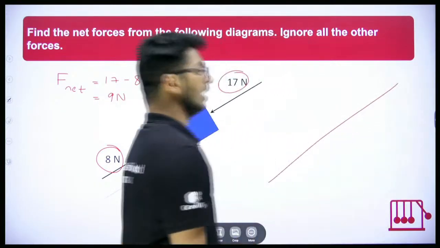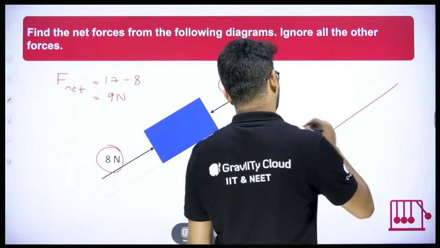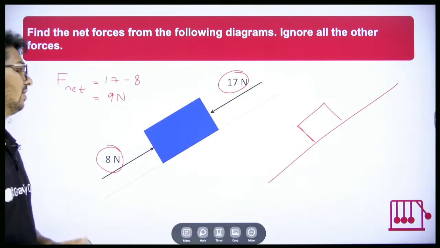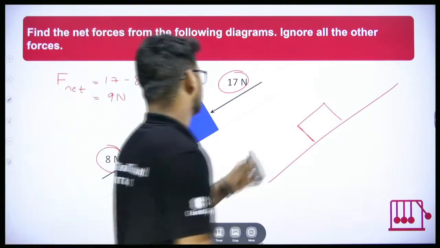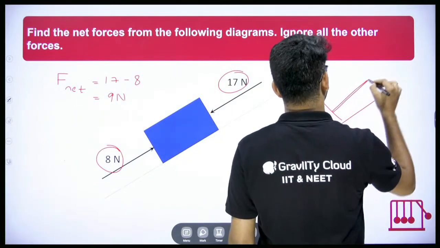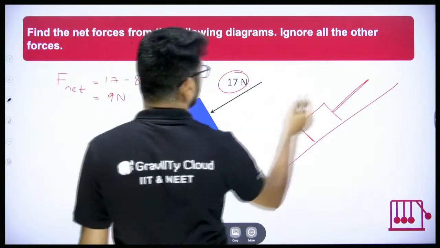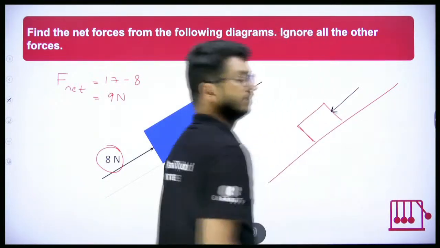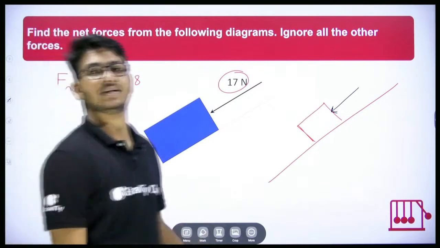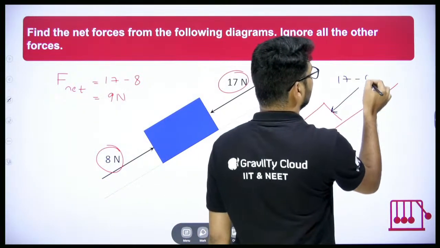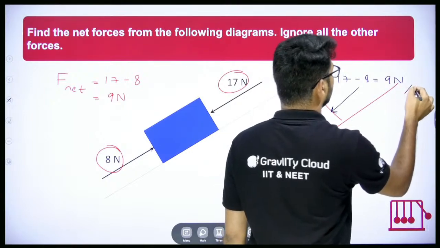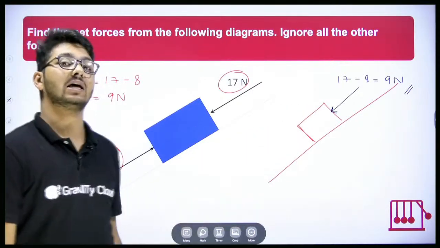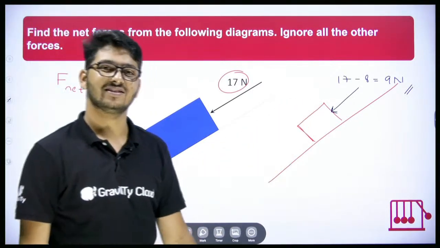For direction, I have to draw the diagram. If this is the inclined plane, if this is the box, direction will be along the larger force. 17 Newton is the larger force. It is downwards along the incline. So you just draw that here. Okay. So that will be what? 17 minus 8. What is that going to be? 9 Newton. We got 9 Newton already. We have done the calculation. So 9 Newton net force along the larger force. Clear?